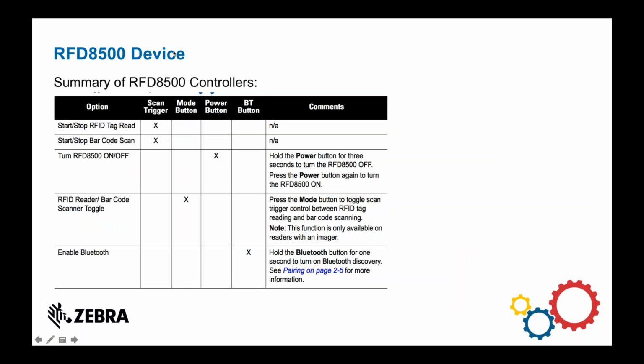So this is an overview of the RFID 8500 device controls. For more detailed information, you can refer to the user guides. Later on, at slide 39, I will show you how to download the user guide and documentation. So we'll go through all of these later. Let's go to the next slide.